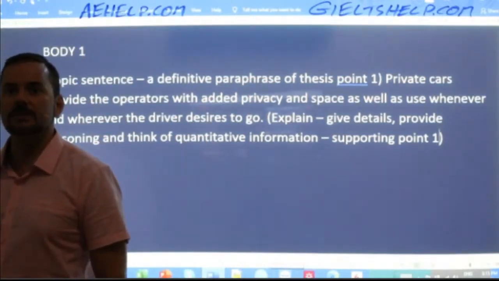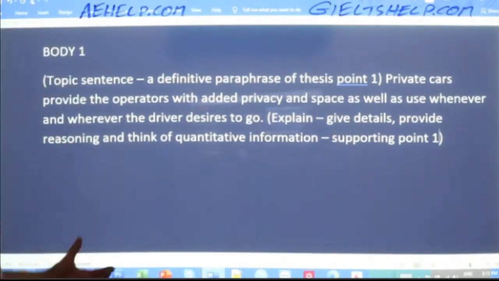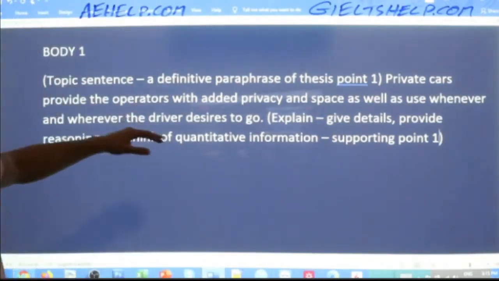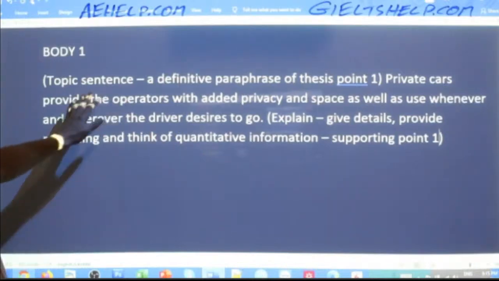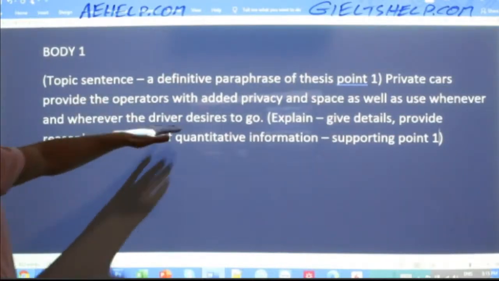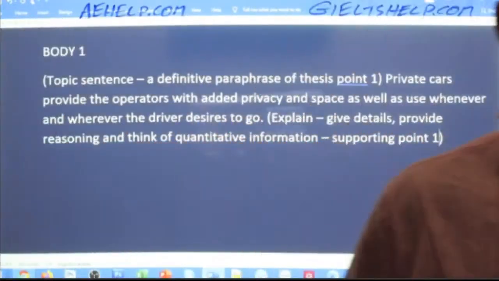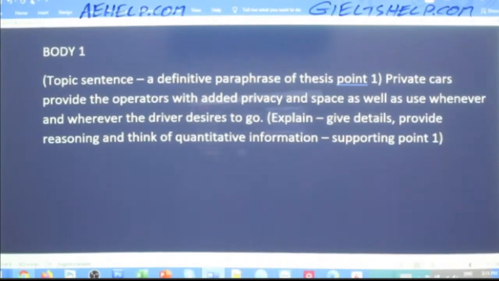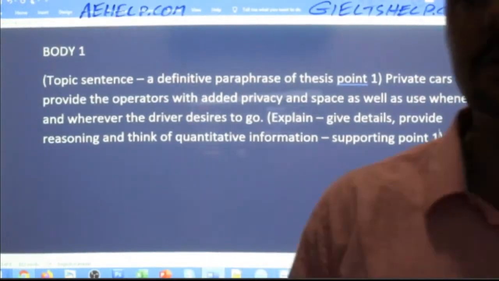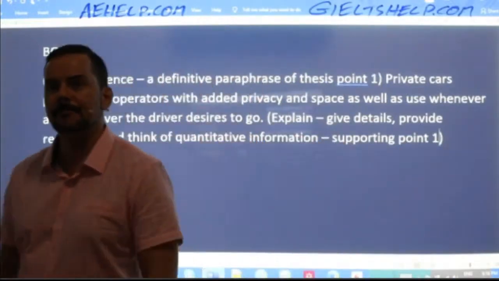So give me an explanation here. What do you mean it's spacious? What do you mean there's privacy? What do you mean that I can go wherever I want, whenever I want? So maybe make a comparison here to public transport and clearly explain this to me using words and grammar that you're comfortable with, okay?